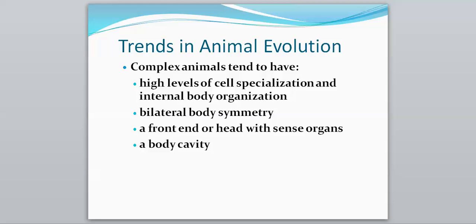When we think of complex animals, they tend to have certain things. One being that they have high levels of cell specialization and internal body organization, meaning that their cells all have specific jobs and that their body isn't just a random assortment of things. They all have a specific area where it's beneficial to help the animal survive. They have what is known as bilateral body symmetry, which we will get to later on. They have a front end or head with sense organs, which we will also mention, and they have a body cavity. So these things go hand in hand with having a complex animal. Again, we have to learn about what makes up an animal before we can actually talk about the specific types.